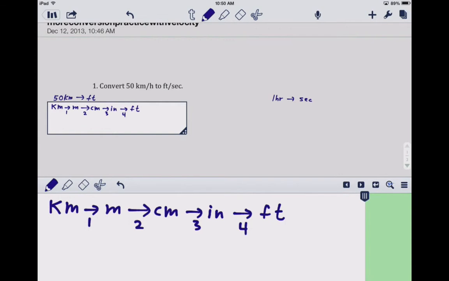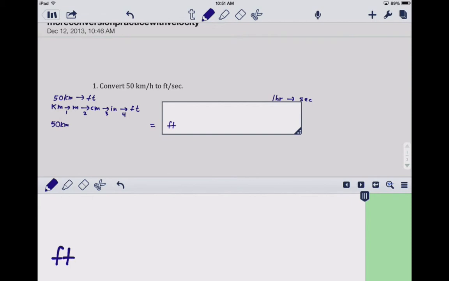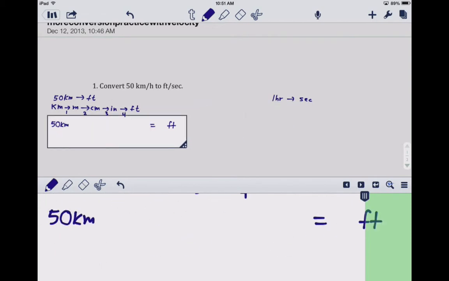So let's set this up like we always set up, with a start quantity of 50 kilometers. And in the end, I want to get all the way to feet, so that's going to be my end quantity. I'm going to have to do 1 conversion factor. My first conversion is to meters, as I map this out. So I'm going to put kilometers in the denominator and meters in the numerator.